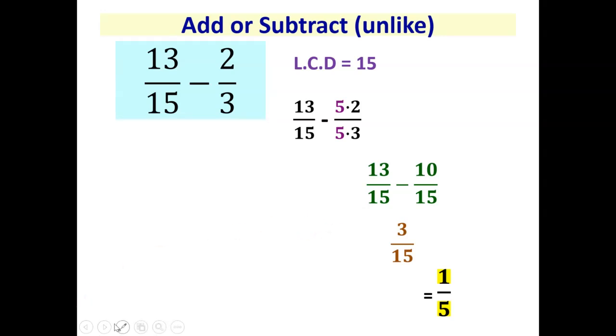Hopefully this video helped you with adding, subtracting, multiplying, dividing. Repeat if needed.